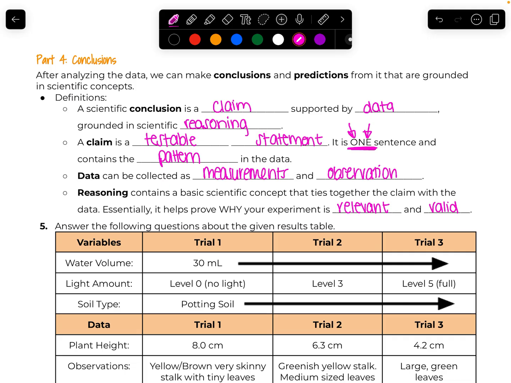But remember, we don't write them in that order. I know I'm presenting the conclusion as a claim supported by data, but this supported by data is the more important piece here. This should always be number one, which is why I was calling them an ECR for a day, right? We want to start with our evidence. Our evidence is the thing that drives our claim.